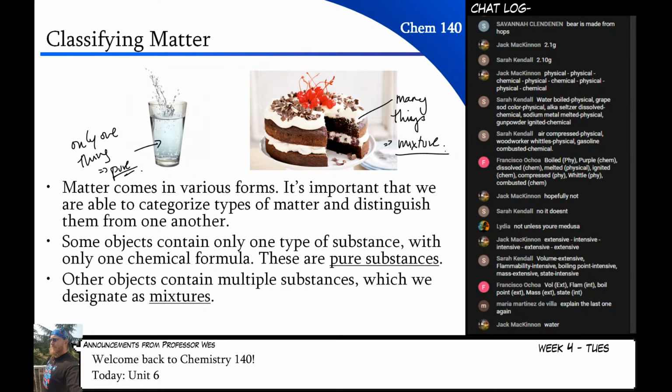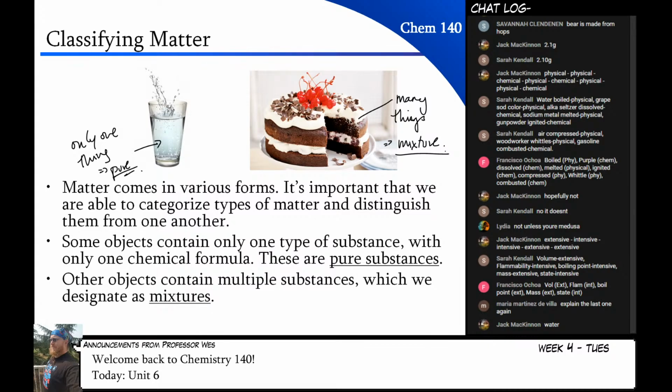So an object can either be a pure substance or a mixture. It cannot be both. And that is going to entirely depend on the number of substances that are present with regards to their chemical formula.